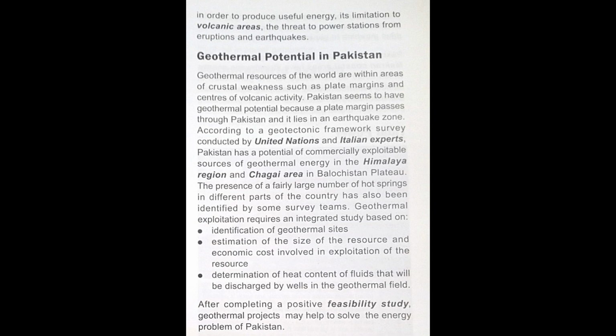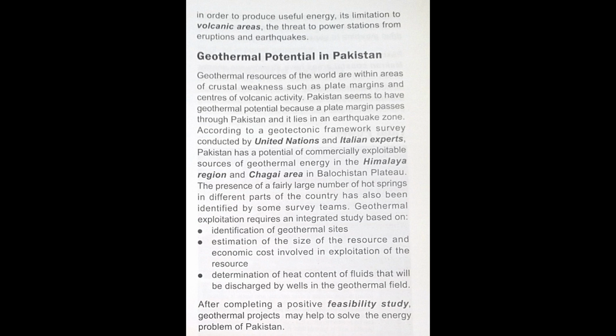Along with that, survey teams have discovered new areas in different parts of the country. Geothermal exploitation requires an integrated study based on, number one, identification of geothermal sites. There should be proper identification of geothermal sites.